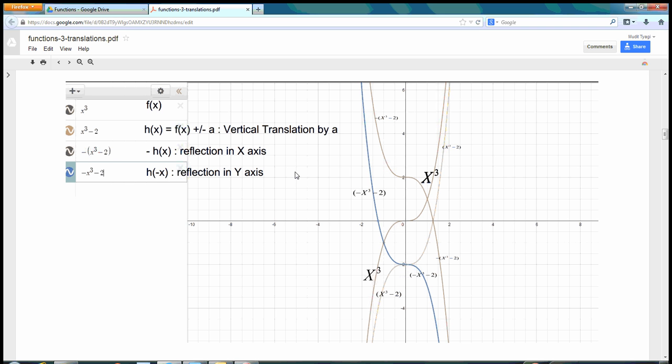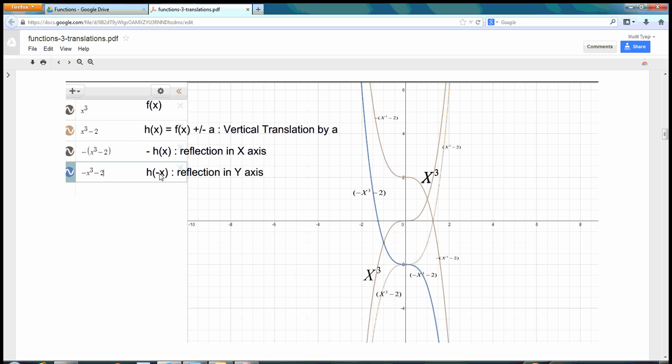Okay, next we take a look at what happens if we take h of minus x. So notice that's different from minus h of x. In this case, our h of x was x cubed minus 2, and our h of minus x, wherever we see an x, we replace it by a minus x. So it's minus x cubed minus 2. So the minus 2 part remains the same. Only the x is being replaced by minus x.